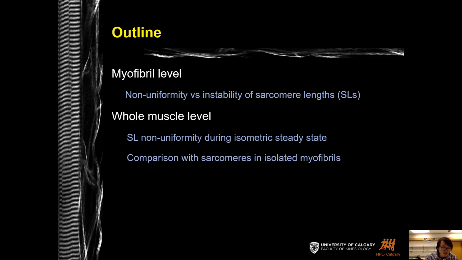At the myofibril level, we will investigate the relationship between sarcomere length non-uniformity and sarcomere length instability. At the whole muscle level, we will look into sarcomere length non-uniformity during isometric steady state and compare the results with those found in the single myofibrils.